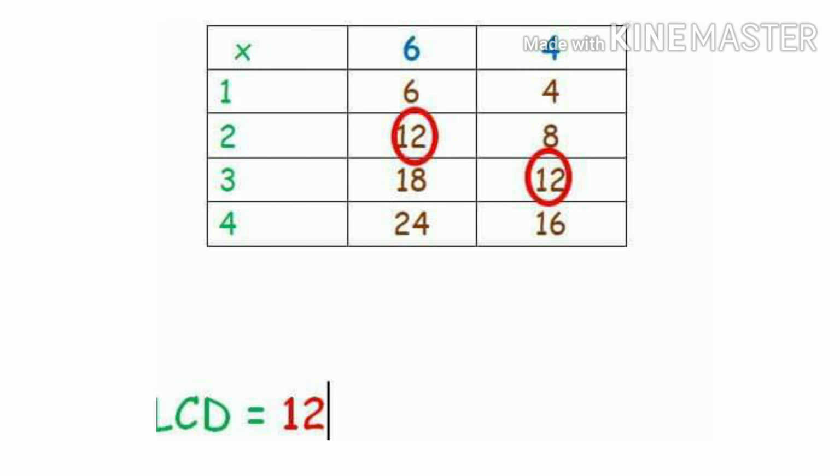Let's go ahead and find out the multiples of 4. So multiply 4 by 1, that would give us 4. Multiply 4 by 2, that would give us 8. Multiply 4 by 3, that would give us 12. I could stop there, right?